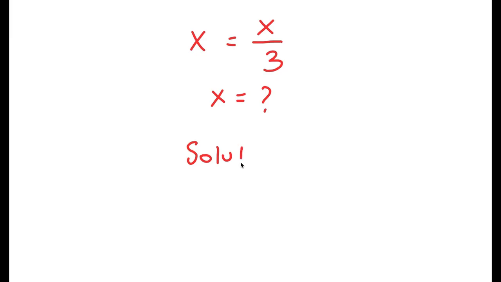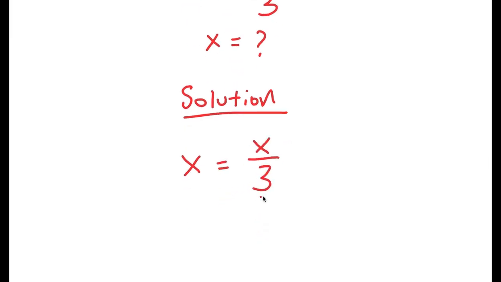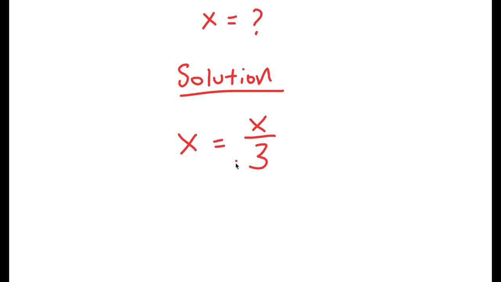Alright, so in this video, I'm going to solve the equation x is equal to x over 3. So, the variable I want to find the value of is x. So for my solution, again, my equation is x equals x over 3. And what I'm first going to do is subtract x over 3 on both sides.